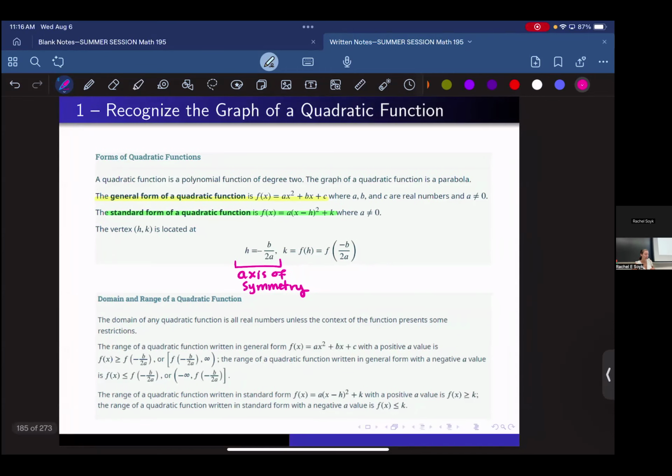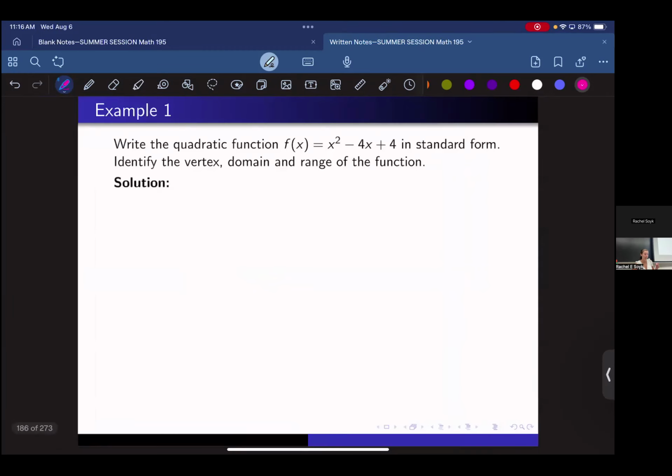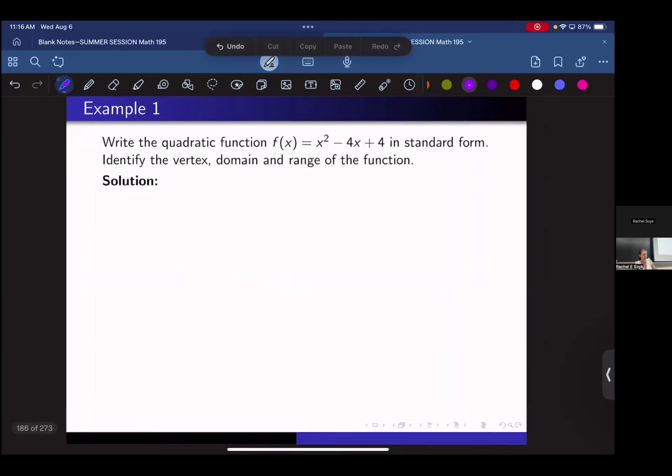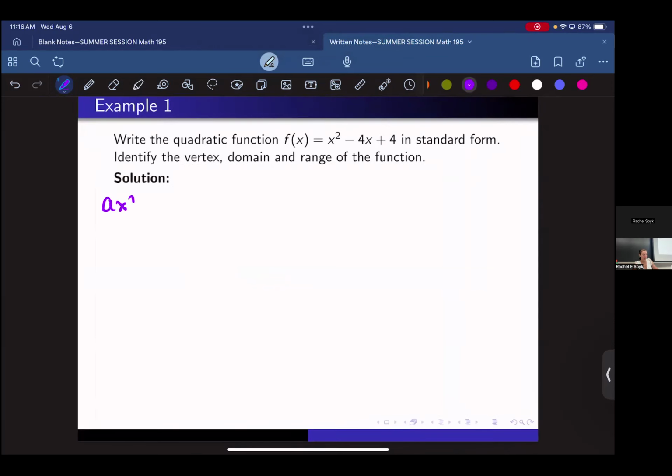Okay. So let's jump into our first example, where we have x squared minus 4x plus 4, and it's given to us in standard form. So what does that mean? We can very easily identify what our a, b, and c values are. Our a is just 1. Our b is the coefficient of our negative 4x, which is negative 4, and then our c is always our constant, which is 4. And then we want to identify the vertex, domain, and range of the function.